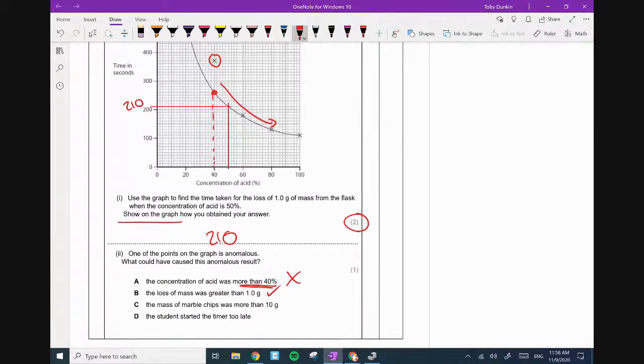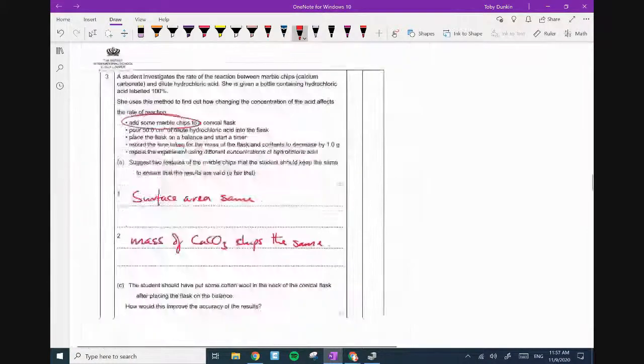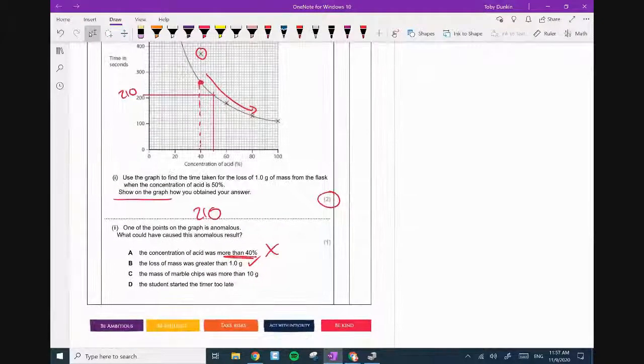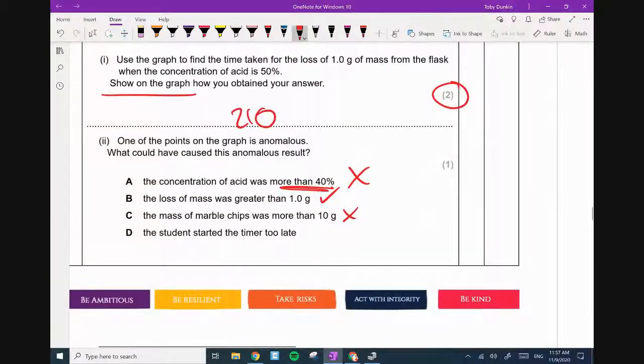The mass of marble chips was more than 10 grams. No, because in the question, it just says she investigates with calcium carbonate, she uses a method, adds some marble chips. What that means is it's going to be in massive excess. So if she's added more, that's not going to matter. It's not going to change the rate. Adding more doesn't make it quicker. You get more, but not quicker.